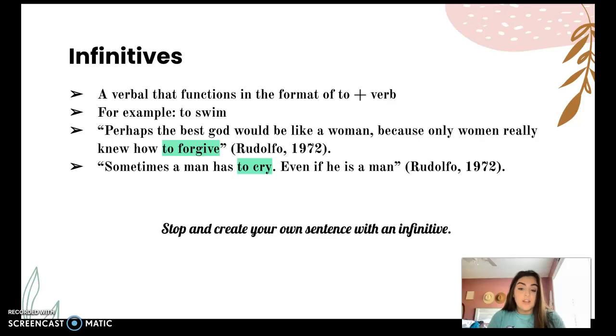So, teachers, stop and let your students create their own sentences with an infinitive. Again, this does not have to be based off our novel. It can be random.